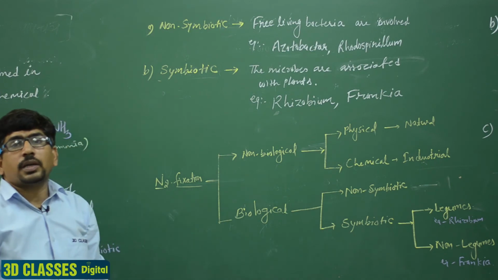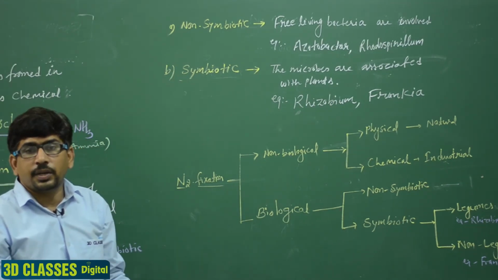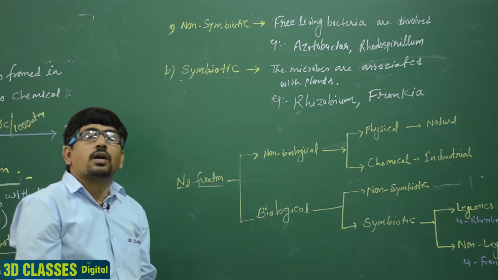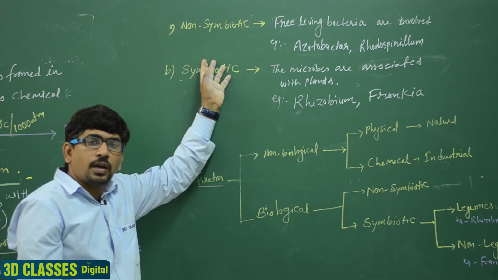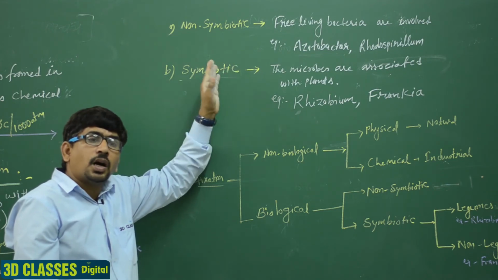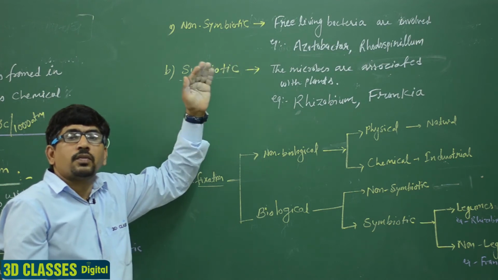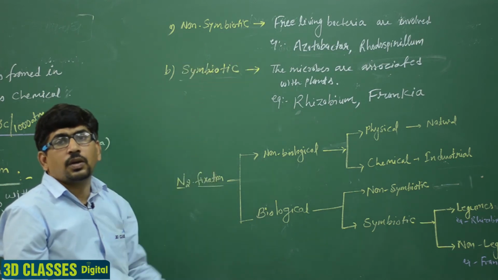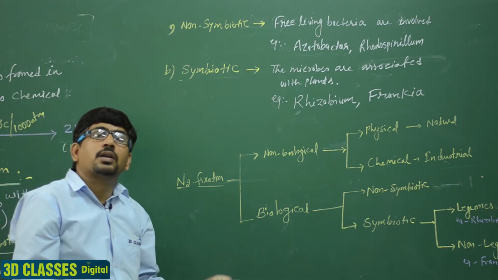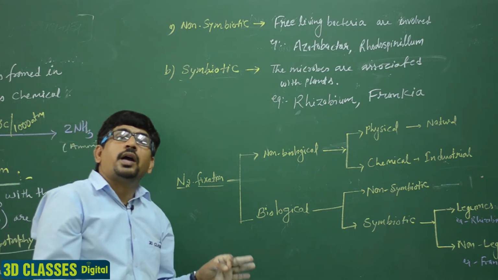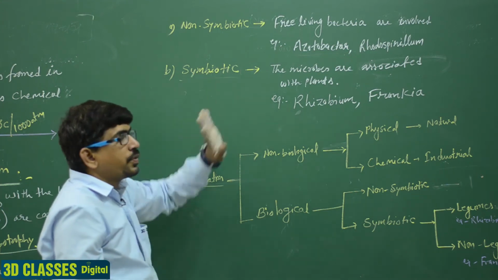Examples: Azotobacter, Rhodospirillum, Beijerinckia. These are the bacteria that work as free living or non-symbiotic bacteria, and they convert nitrogen to ammonia. So they are known as non-symbiotic biological nitrogen fixation.